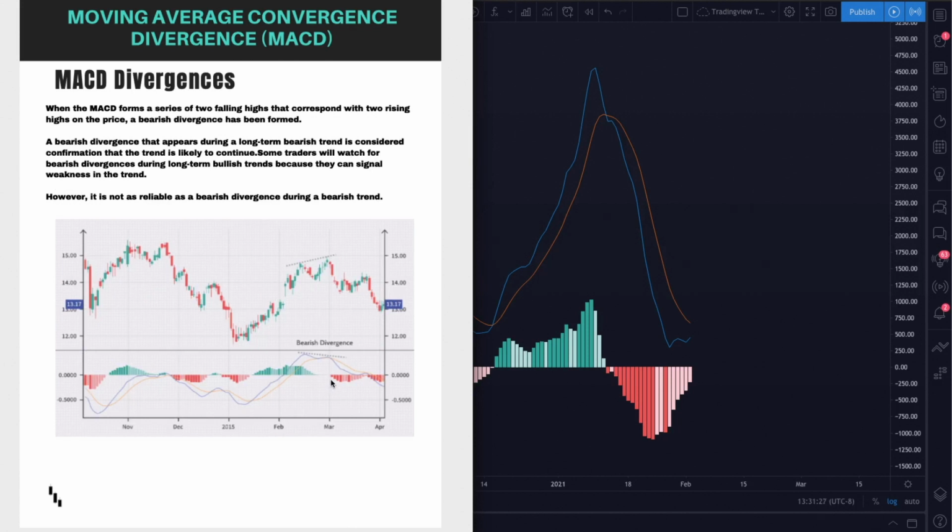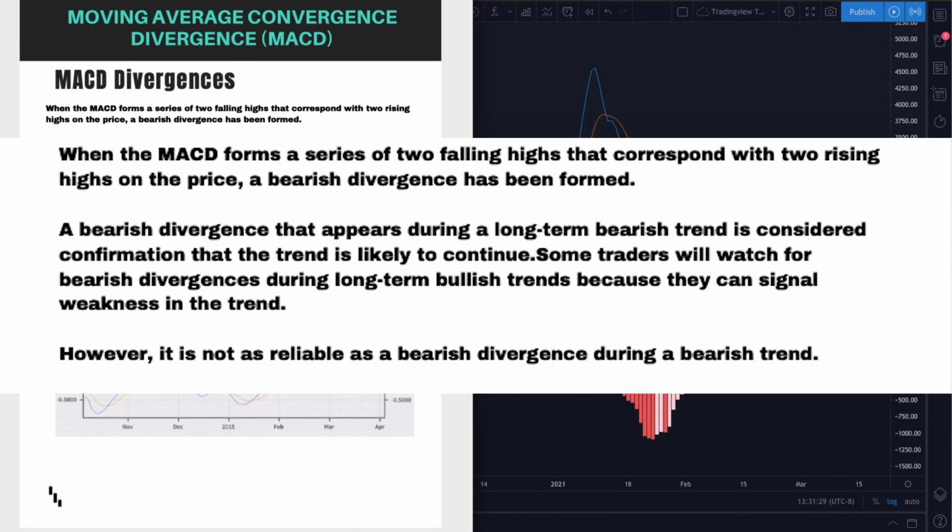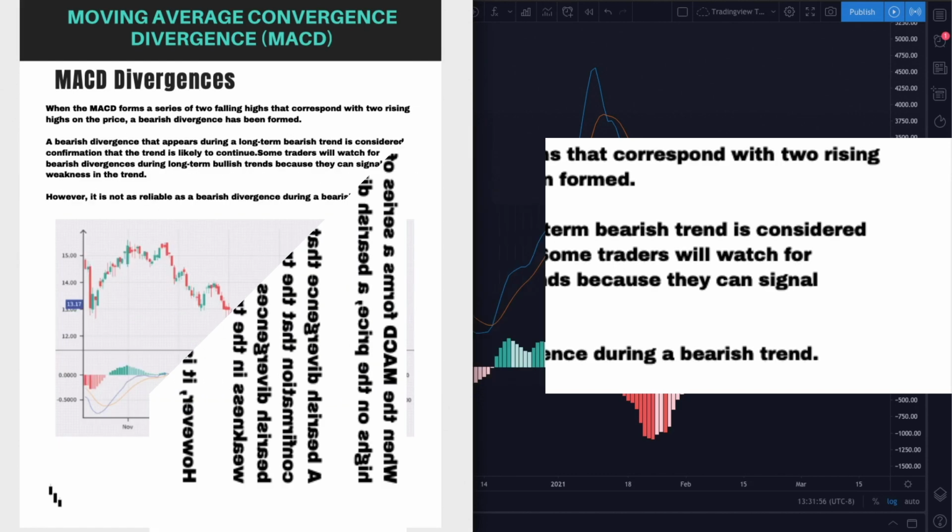Now, when the MACD forms a series of two falling highs that correspond with two rising highs on the price, a bearish divergence has been formed, and a bearish divergence appears during a long-term trend, one that is considered confirmation when the trend is likely to continue. Now, some traders will watch for bearish divergences during long-term bullish trends because they can signal weakness in the trend. However, it is not as reliable as a bearish divergence during a bearish trend.